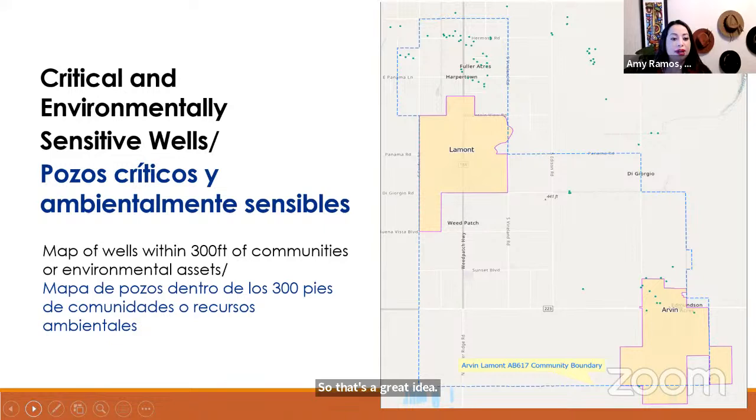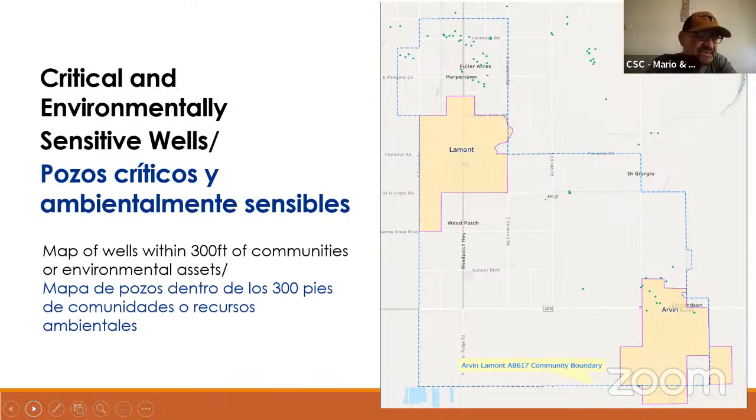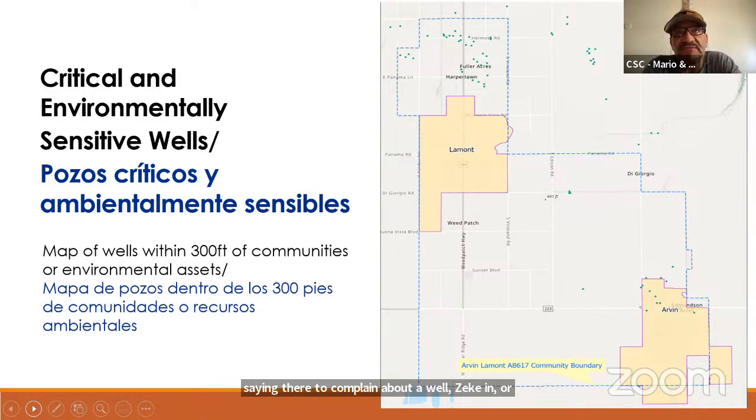And I see Mario, you have your hand up. Go ahead before we transition. Yeah, I just got this question. Saying there's a complaint about a well that's leaking or something. Do you have to notify the owner of that oil well? Or do you just go there because the complaint is there and check it out real quick?